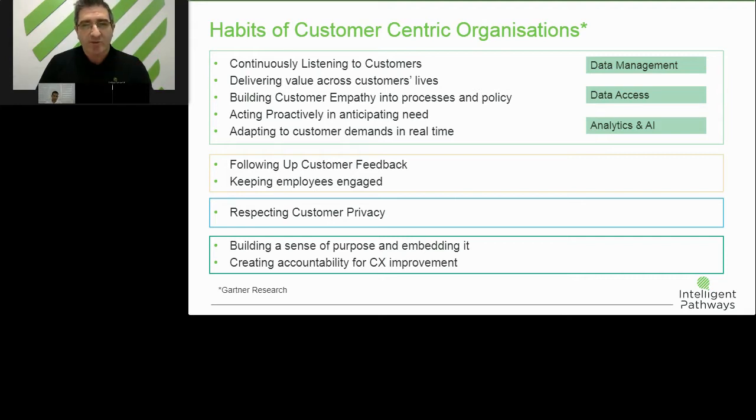So those customer things really speak to data management, data accessibility, not only by the customer themselves, but also across multiple stakeholders and silos within an organisation, and then putting the smarts over the top of that data to provide the insights and the analytics that are required.